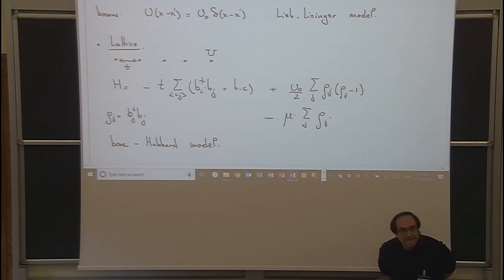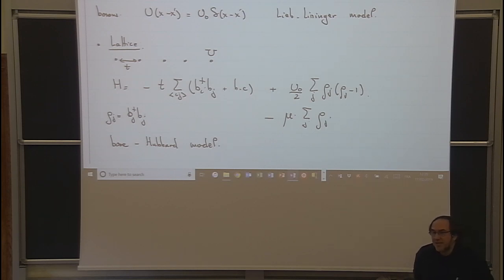Would it be an interesting model? It would be free, because if my fermions don't have spins, then I cannot put two fermions on the same site, so my interaction will always be 0. So for spinless fermions, what people usually do is put a nearest neighbor interaction, because of course on site there is no possibility of interaction.